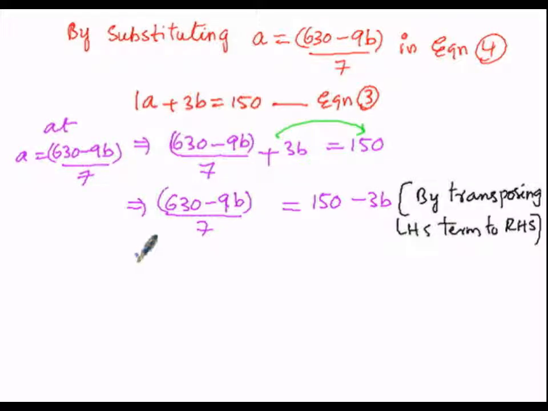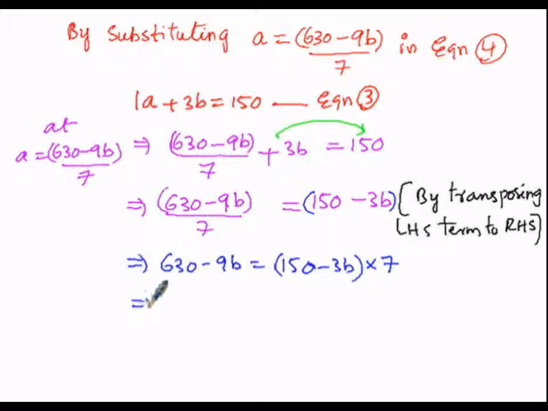That implies 630 minus 9b is equal to the right hand side quantity, 150 minus 3b. When I transpose, division by 7, on the other hand, will multiply the right hand side. So in this manner, the next logical step will be 630 minus 9b is equal to, so we have to multiply each and every term with 7.